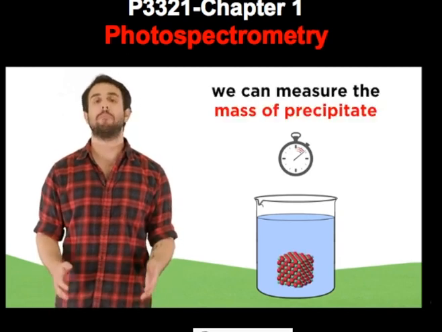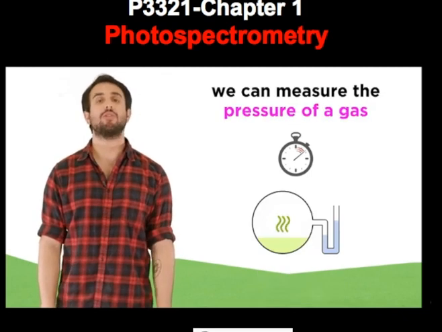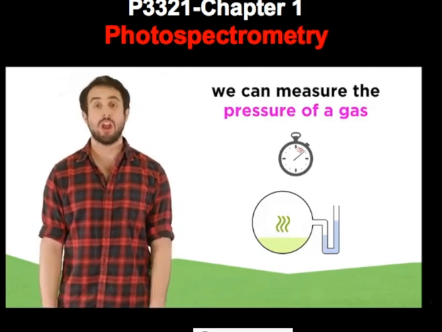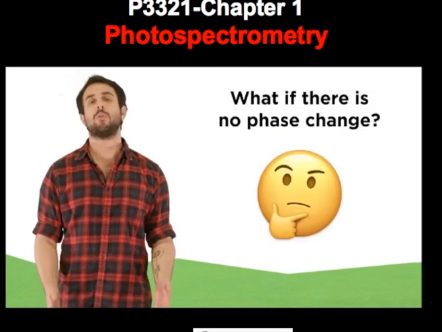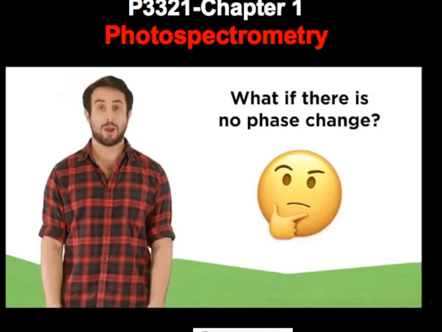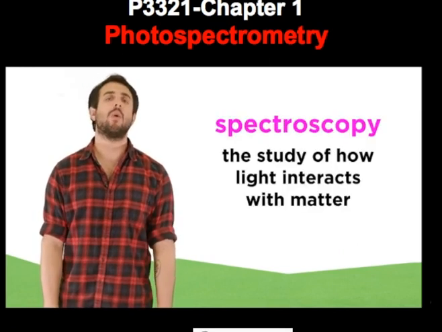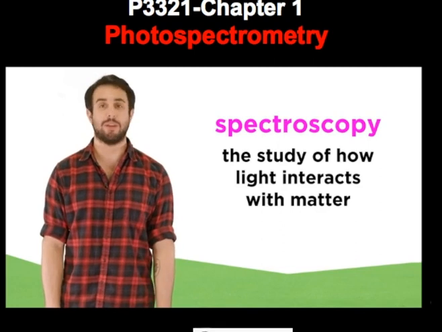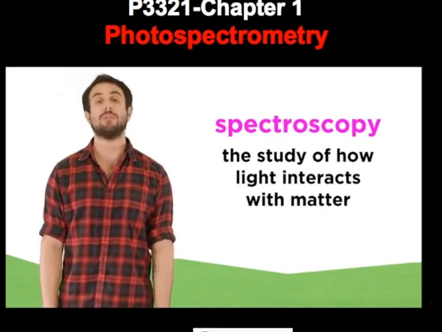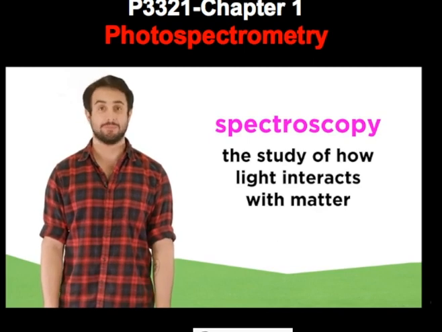We can measure the mass of a precipitate as it is forming, or we can measure the volume or even the pressure of a gas that is produced over time. But what if a reaction does not produce a product in a different phase than the solution? Luckily, one of the most reliable methods involves using spectroscopy, which is the study of how light interacts with matter. So let's learn about this technique now.